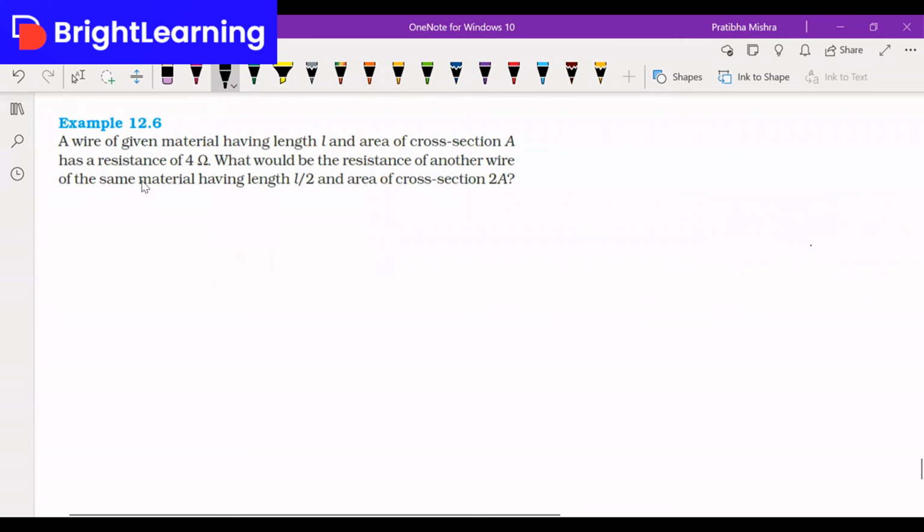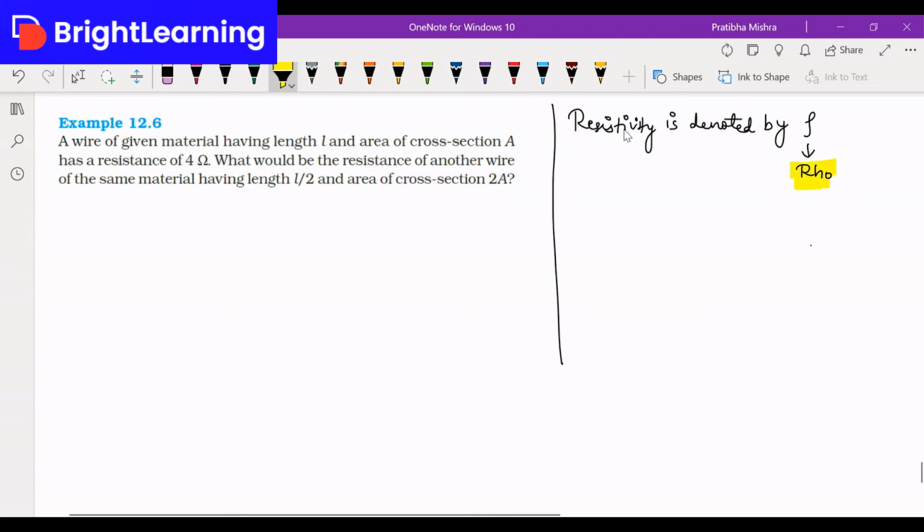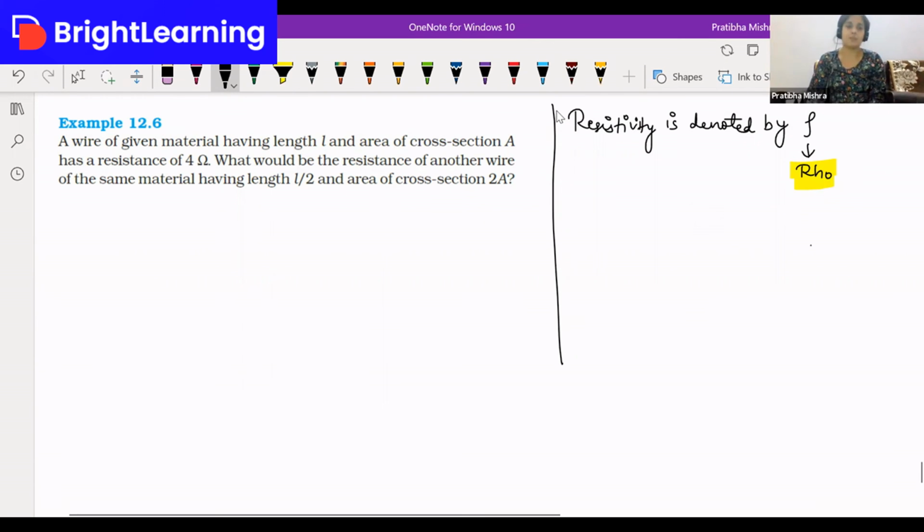First of all, I'll write one important thing. Resistivity is denoted by rho. The symbol is rho. But what is resistivity? Property of a metal to resist the flow. Let me just finish this question for you.